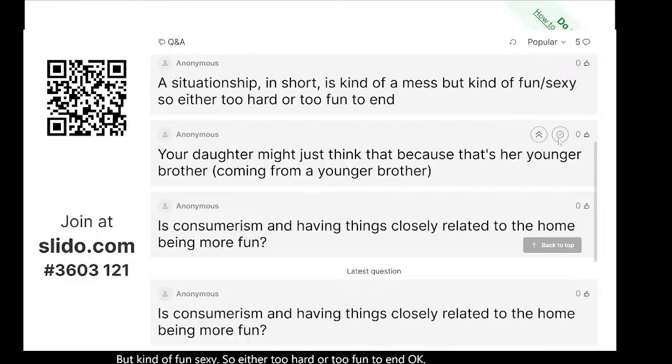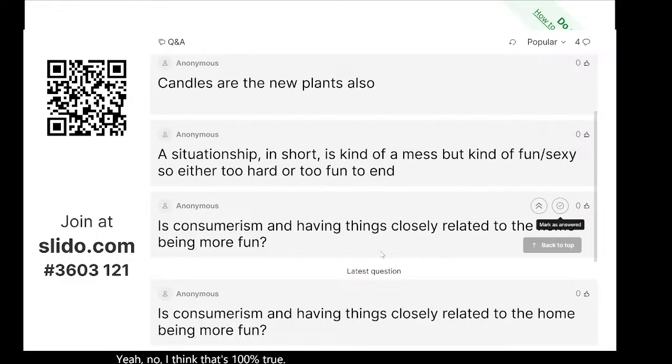Yeah, no, I think that's 100% true. Is consumerism and having things closely related to the home being more fun? I mean, I guess in a sense, right? I also think the number of options of things to do, on relatively low cost platforms has increased exponentially, right? Like just the number of games or videos that you can watch on your phone for free. Anybody who has YouTube can remain entertained for months, probably, right? You might end up following Andrew Tate and becoming a terrible person, but you'd be entertained while doing it, right? So, candles are the new plants.